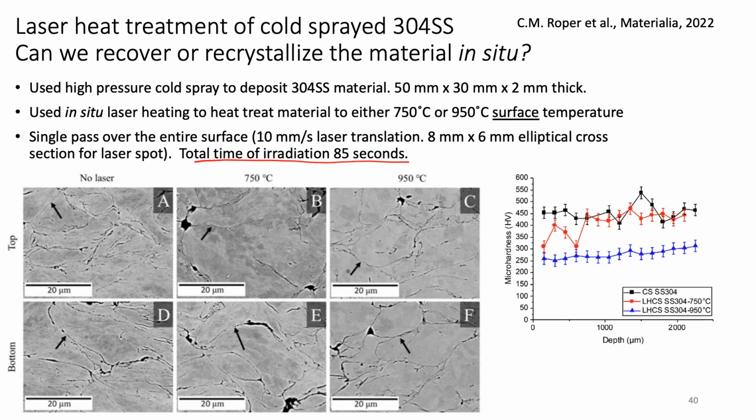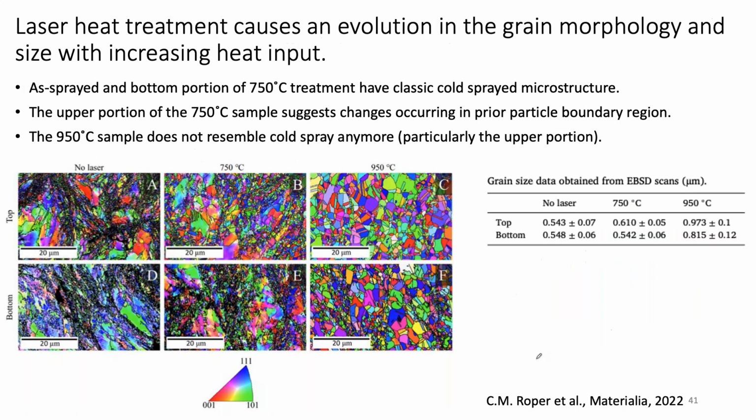Okay. So you can see some suggestion in backscatter images of maybe some changes in the microstructure. You can certainly see changes in hardness. The one that was heat treated at 950 C is definitely softer. And you see the cold spray material is higher in hardness. And the 750 is higher in the first millimeter in hardness, and then it softens in the top millimeter, and then it goes back to its previous hardness value at a depth of 1 millimeter to 2 millimeters.